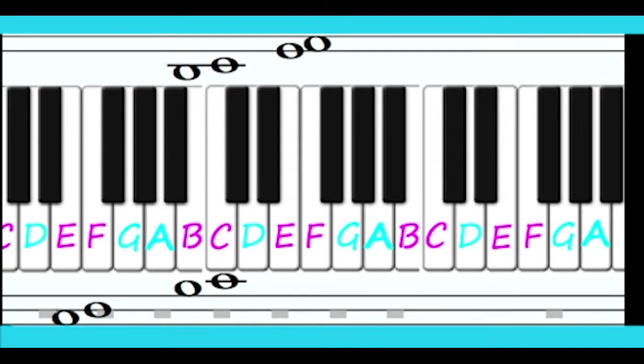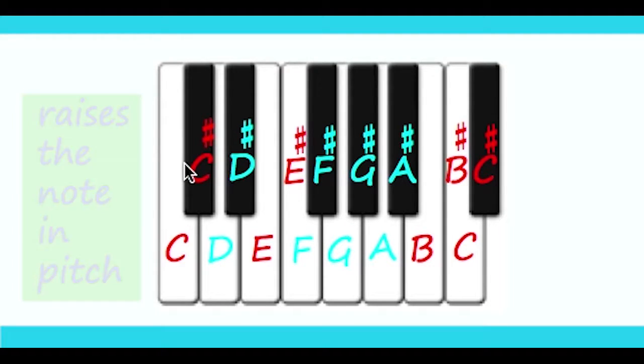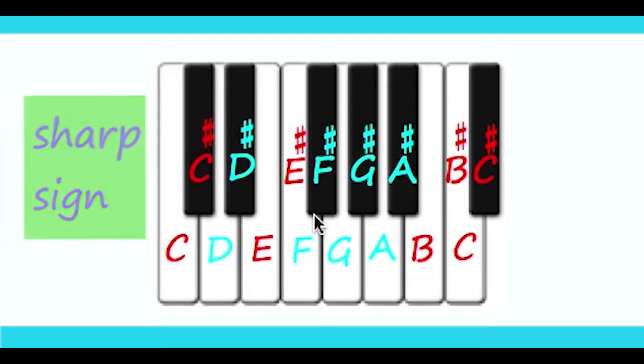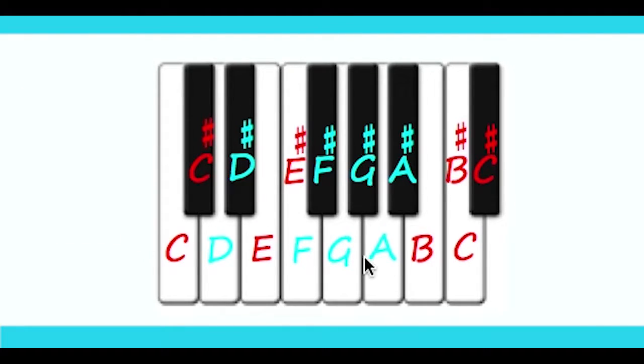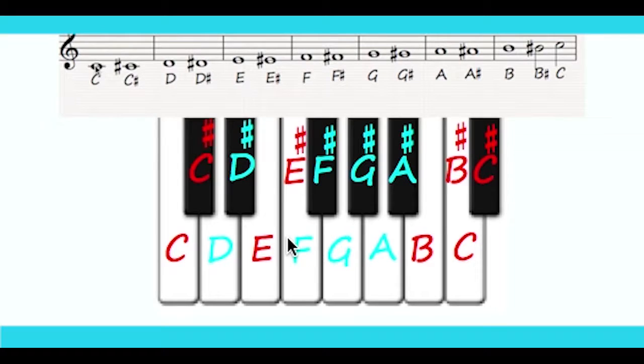Let's look at the keyboard. A half step to the right raises the note in pitch, and we show this by using a sharp sign. On the keyboard, we can see that the notes from A to G can all be made sharp, regardless if the key is black or white. Note also that E sharp is the same as F, and B sharp is the same as C.